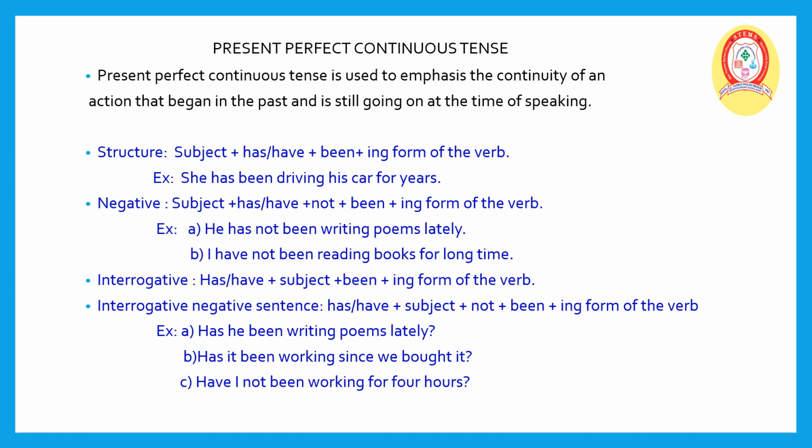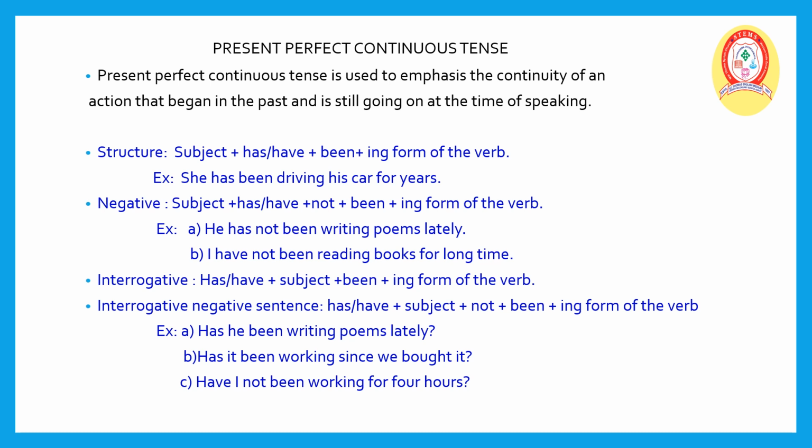Structure: subject plus has or have plus been, B-E-E-N, plus the ing form of the verb. She has been driving his car for years. See the example. The subject is she. Has is used because it's third person singular.